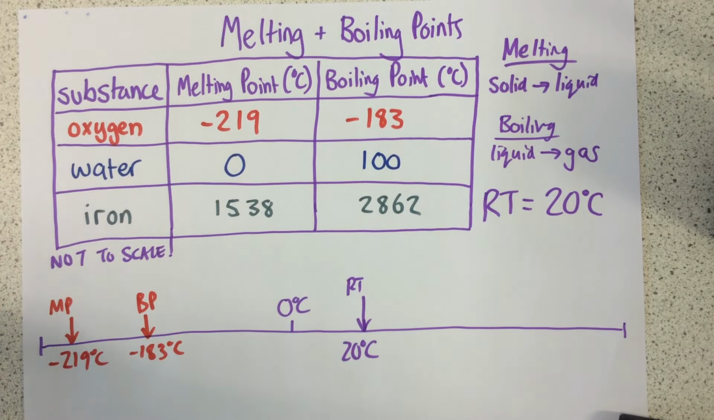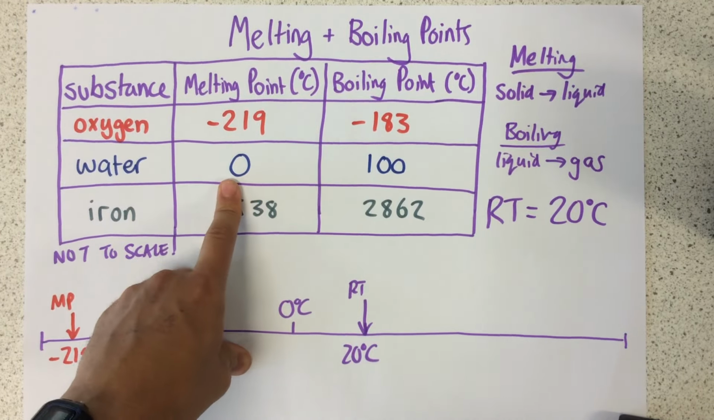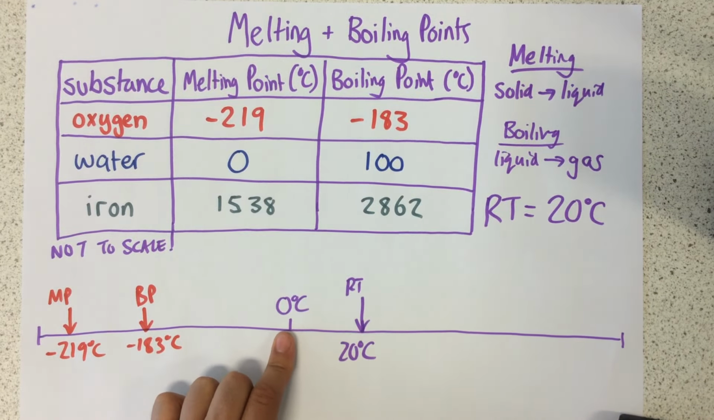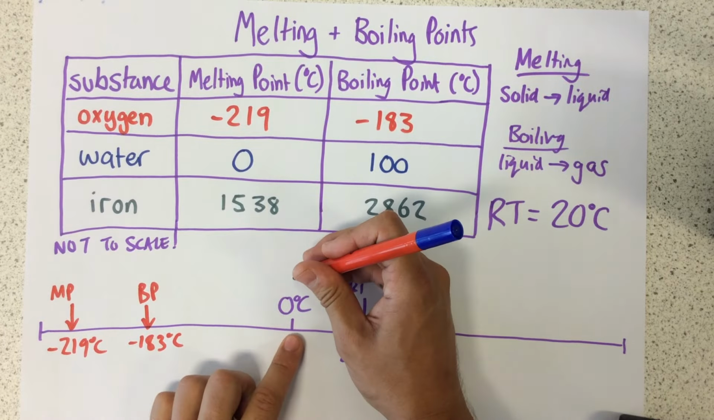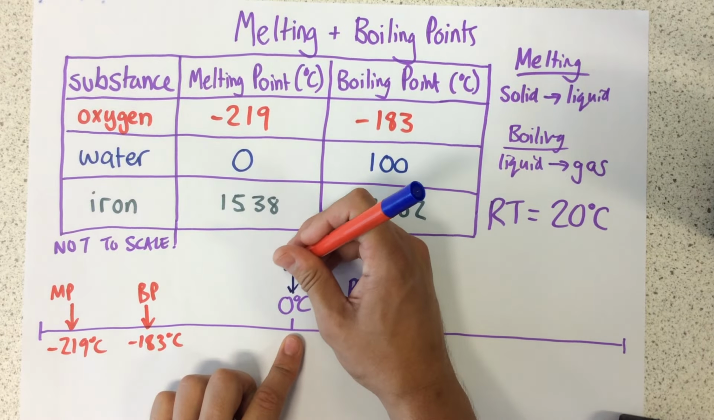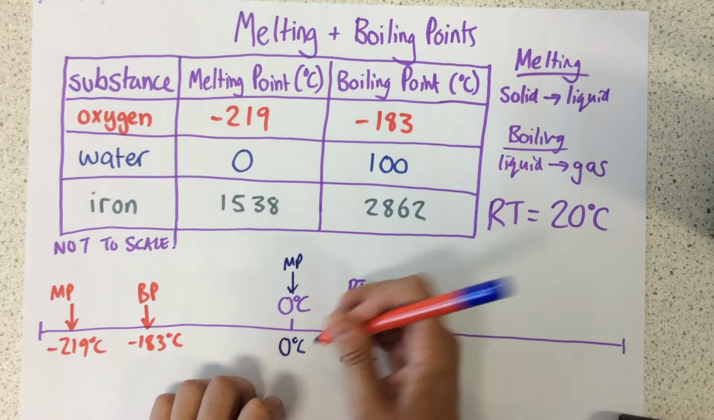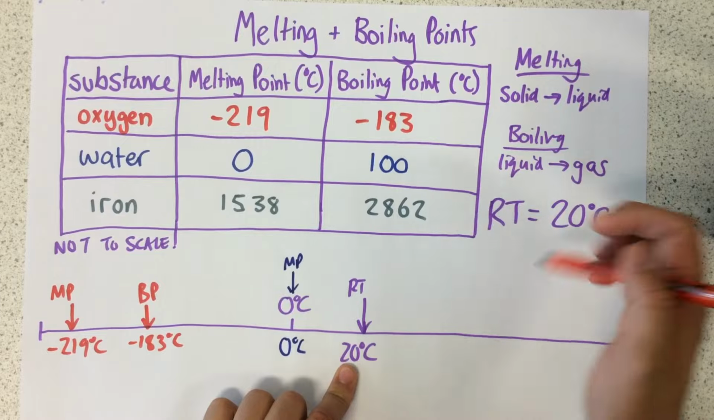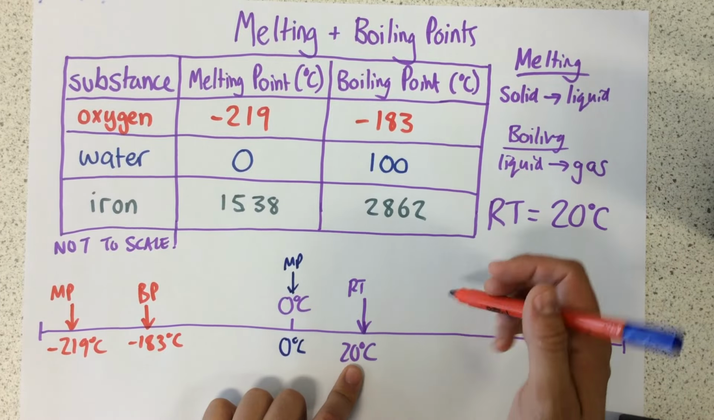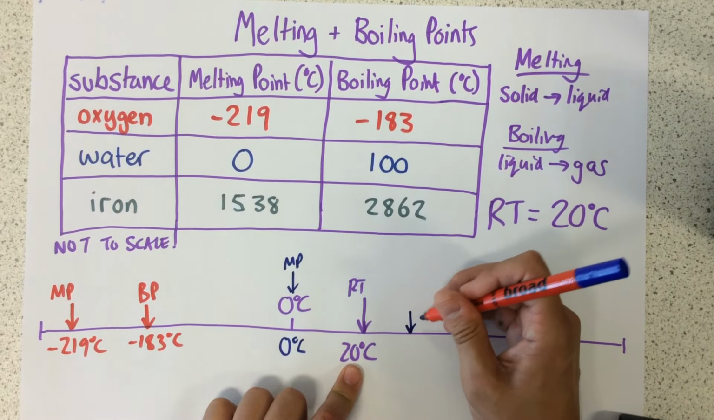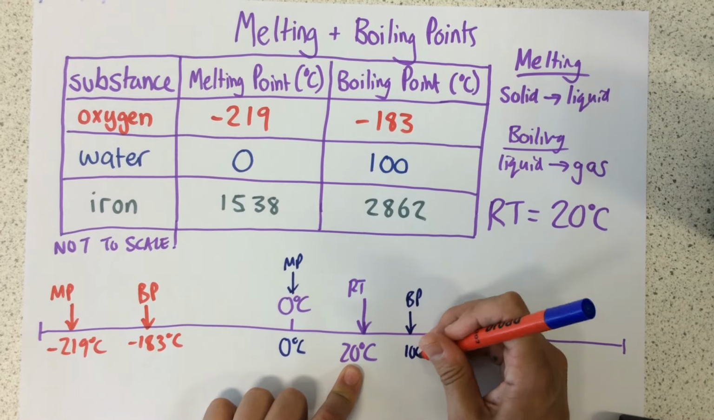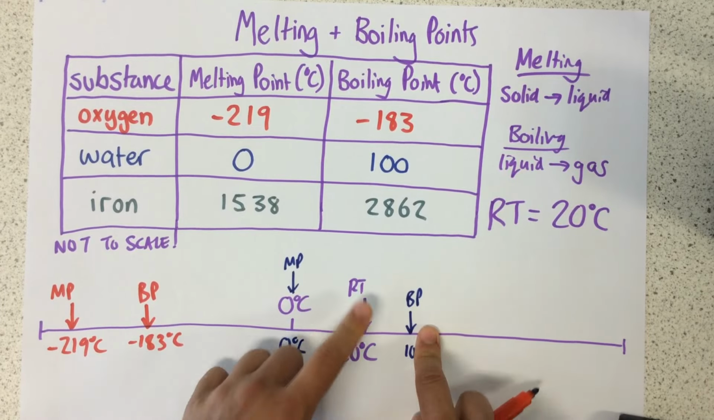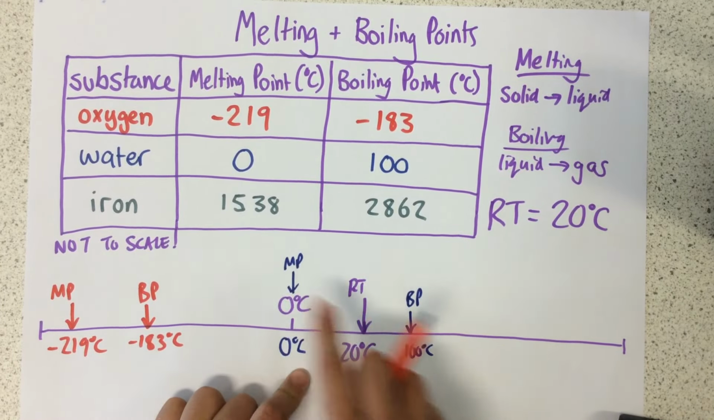Next up, let's imagine we're looking at water. Again, we look at our scale and mark on our melting point and our boiling point. Water's melting point is 0, so our melting point is right there. The boiling point is above room temperature, because room temperature in this case is just 20. Our boiling point is 100 degrees C. Again, this is nowhere near to scale. I just need to see where it is in relation to room temperature. Is it above it or below it?